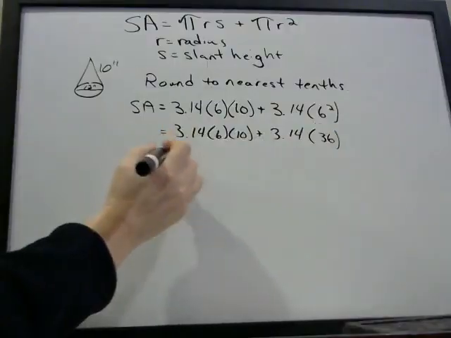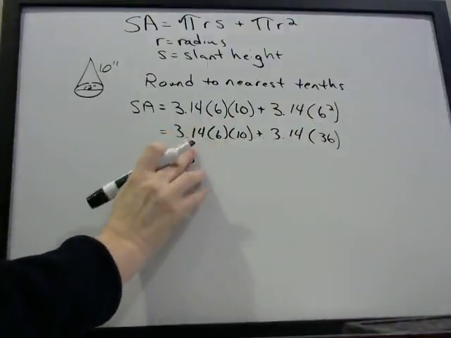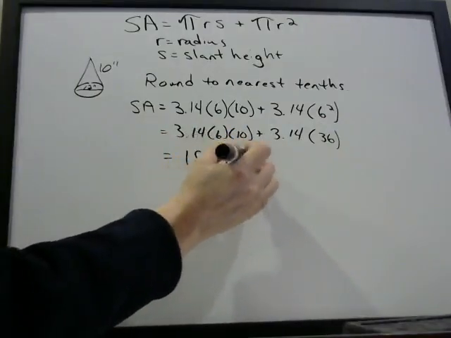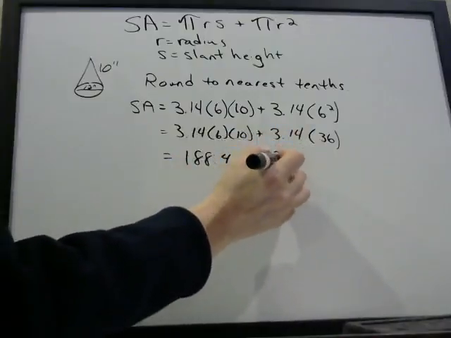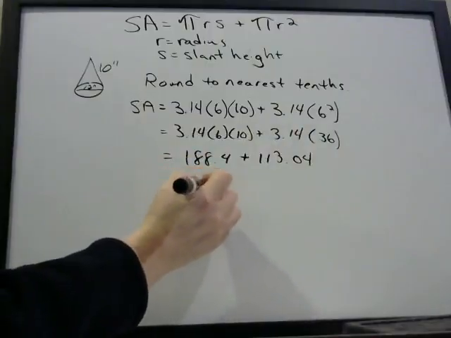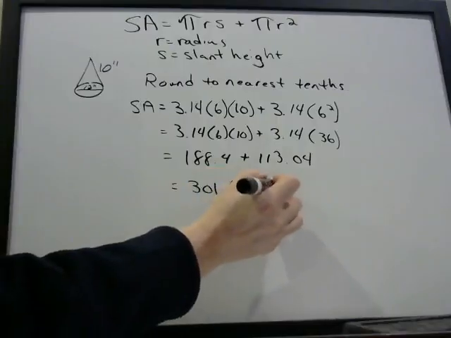Plug this multiplication into your calculator. You're going to get 188.4. 3.14 times 36 is going to give you 113.04. You add those two together, 301.44, and this is inches squared.